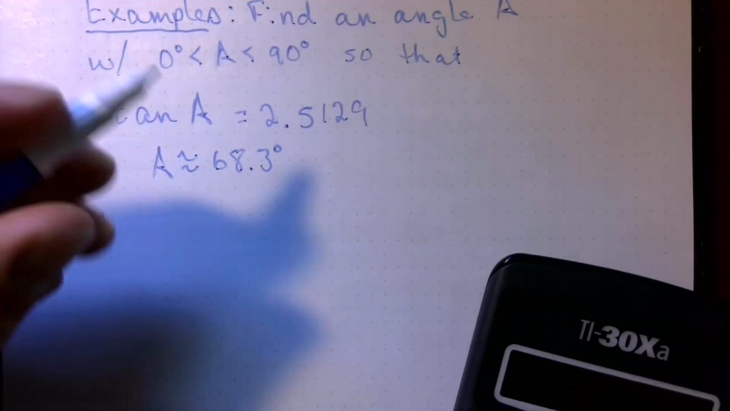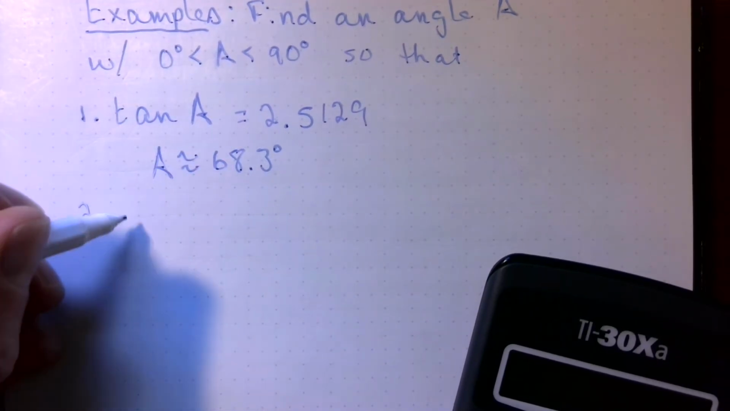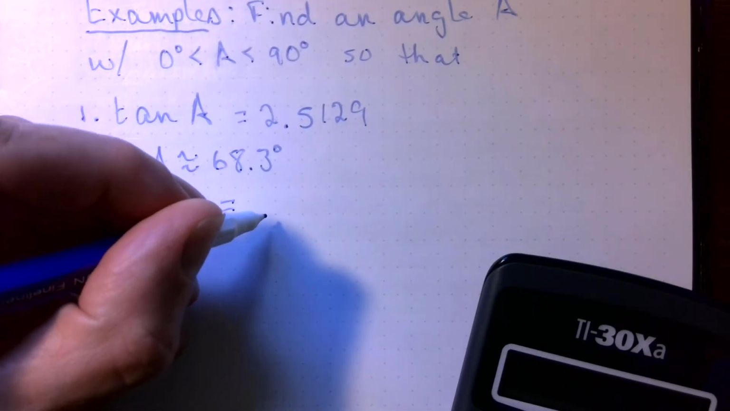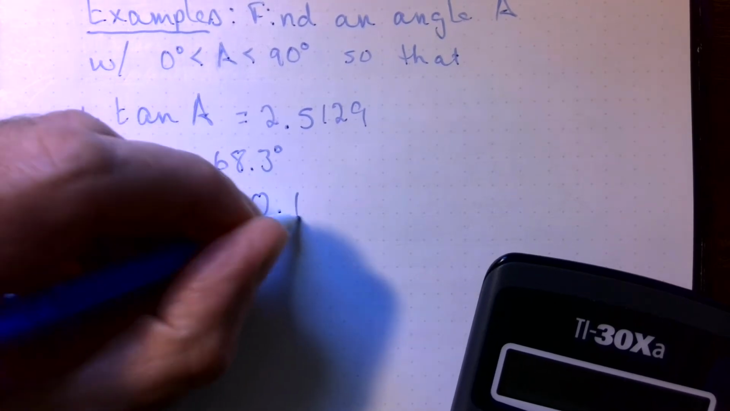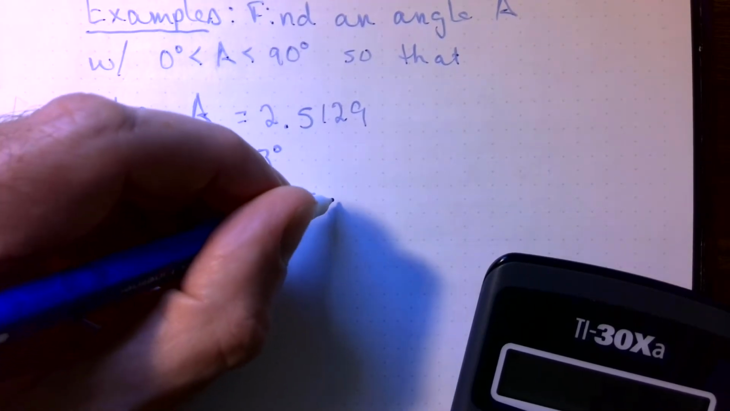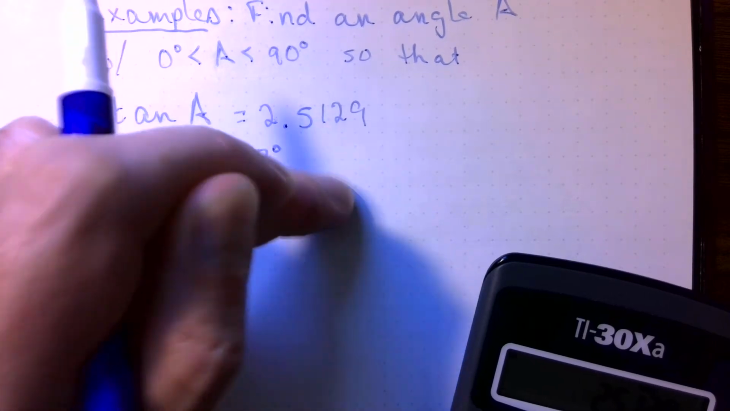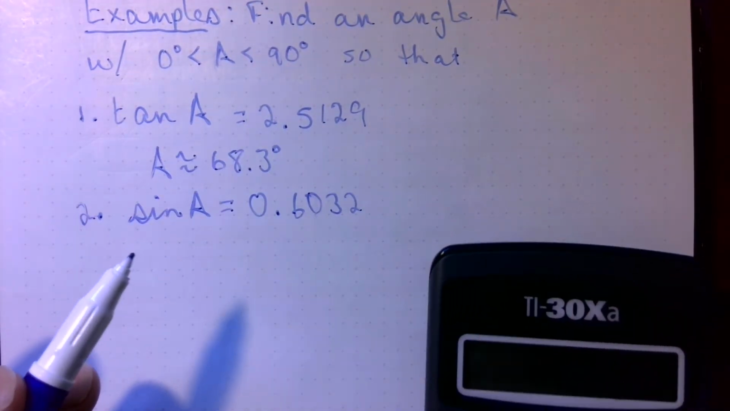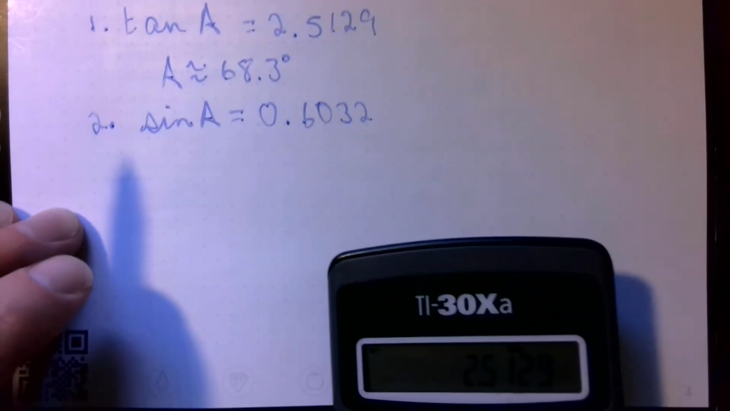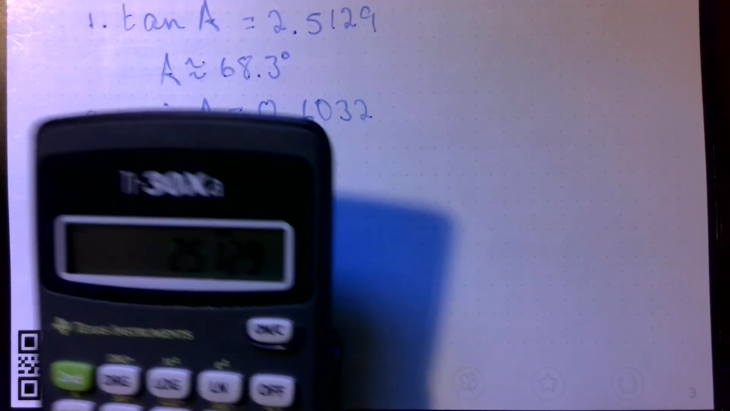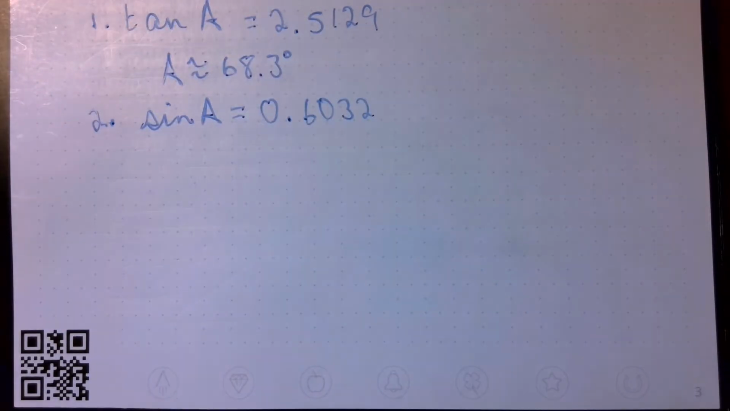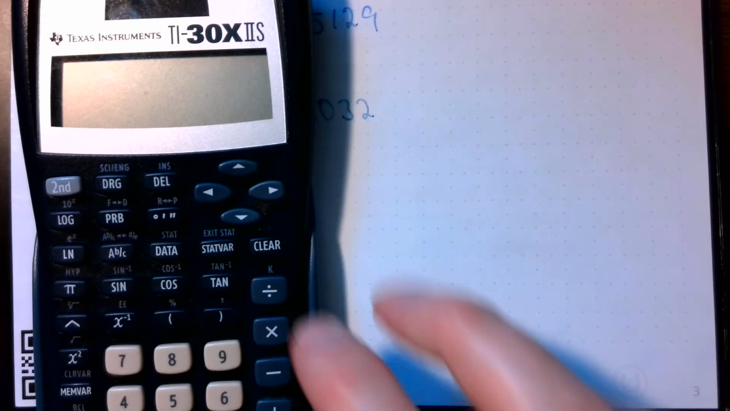Let's do another one right away. Let's say we want to find an angle A such that sine A equals 0.6032. Okay, I want to find an angle A such that sine A equals 0.6032. So once again, I'm going to use the inverse trig functions on my calculator. In fact, let me show you with this other calculator. If you have a multi-line display, you can enter it a little differently.